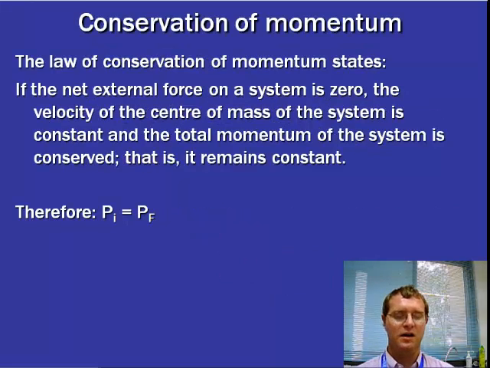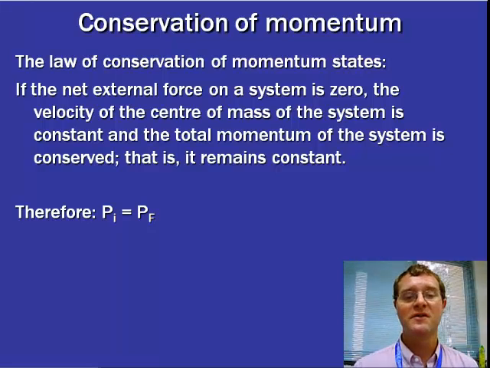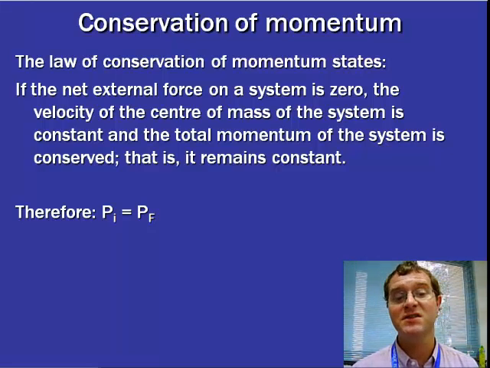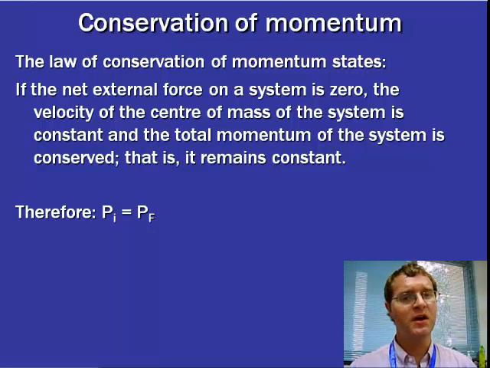Now, one of the key things about momentum is it's normally conserved. That means that if the net external force on a system is 0, the velocity of the center of mass in the system is constant, and the total momentum of the system is conserved, that is, it remains constant. So normally if we have an enclosed system of some sort, so that could be two objects not being affected by any outside forces, but they could interact, then the initial momentum is going to be equal to the final momentum.